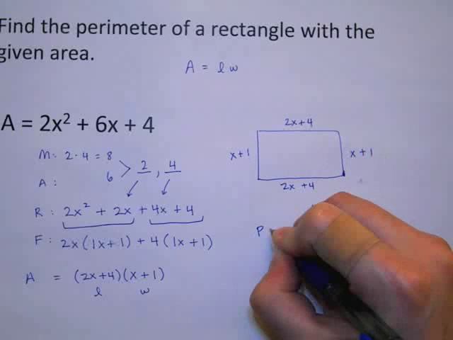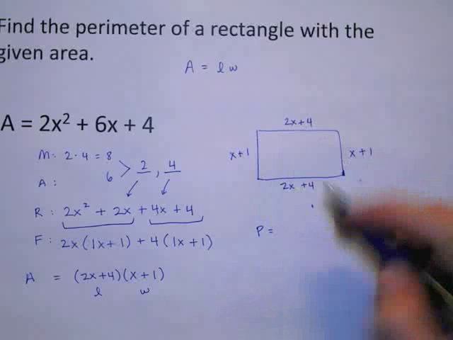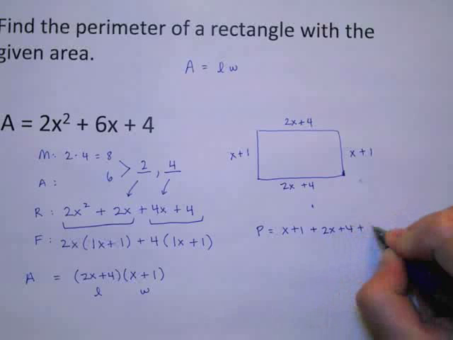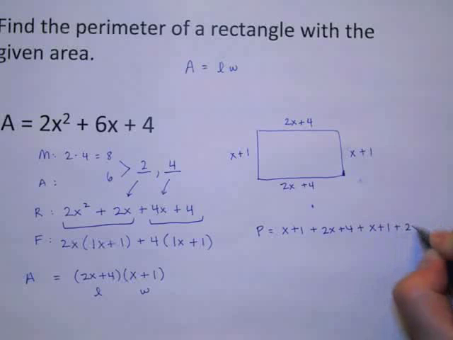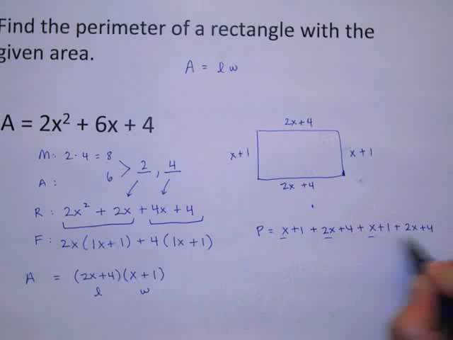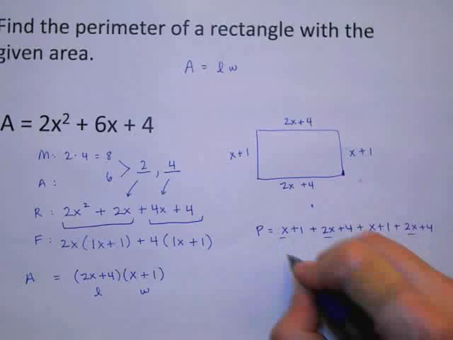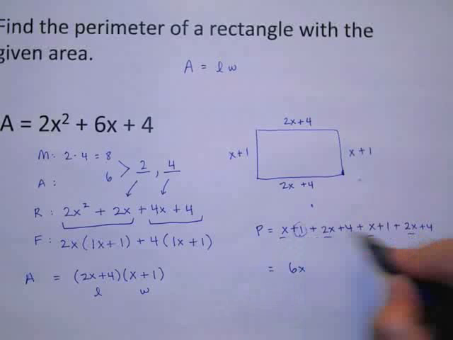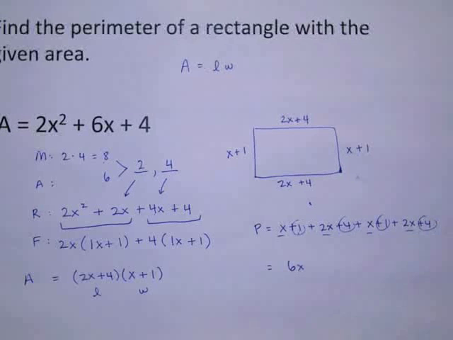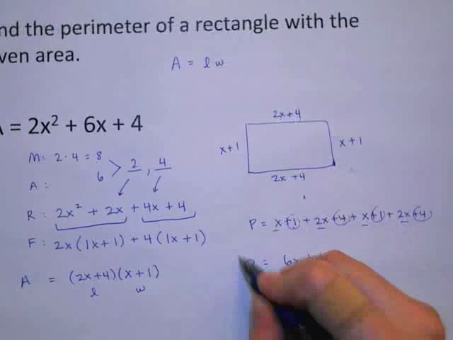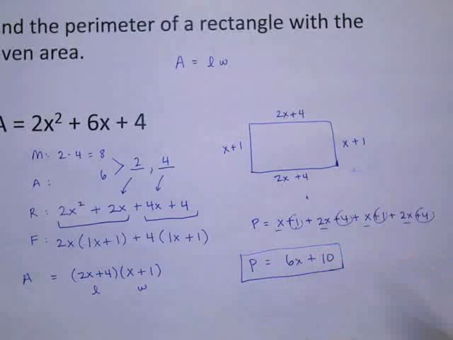All right, so now I set up my perimeter. Perimeter is the sum of the sides. So x plus 1 plus 2x plus 4 plus x plus 1 plus 2x plus 4. Okay, so I add up all those sides. I see x, 2x, x, and 2x, so this becomes 6x. Okay, and I have a 1, a 4, a 1, and a 4, so this becomes 10. So 6x plus 10 is the perimeter of this rectangle. Okay, you've got some practice problems to try on your own now.